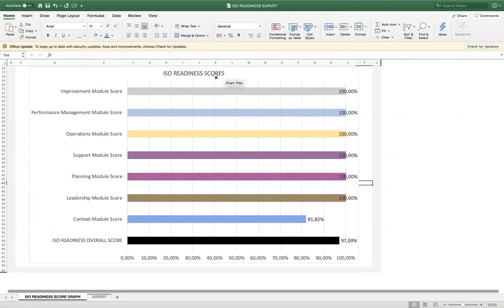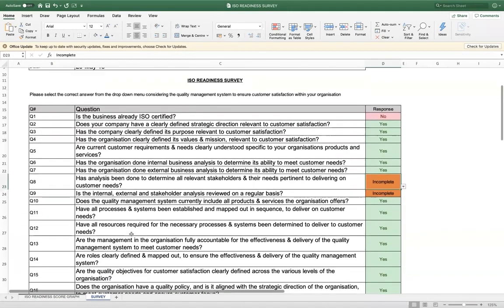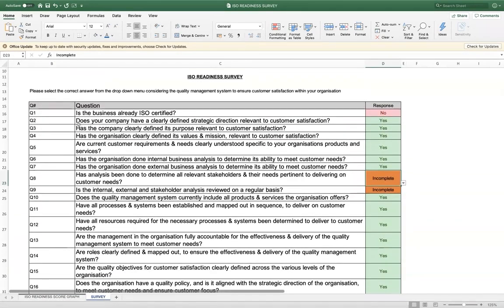So again, you can look at ISO readiness, improvement module, performance module, operations, support, planning, leadership, context, and overall ISO readiness score. These are the areas that we've just gone through within the presentation. The survey itself is easy to read. Is the business already ISO certified? Yes or no?